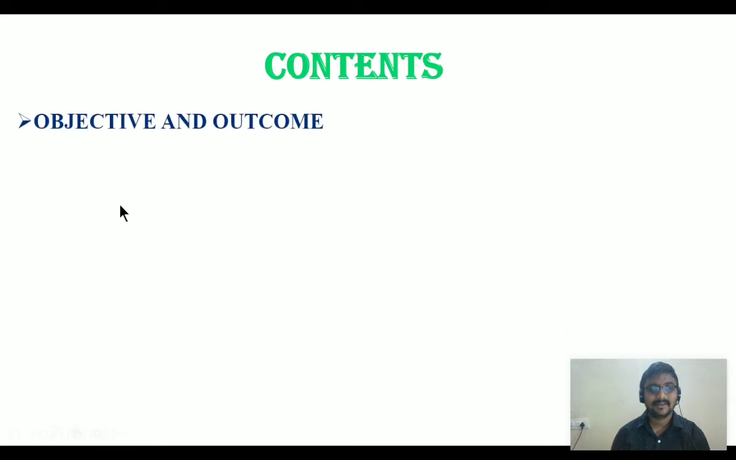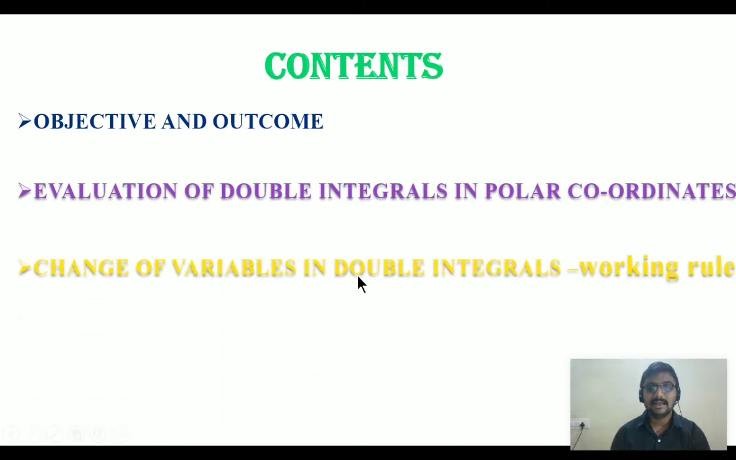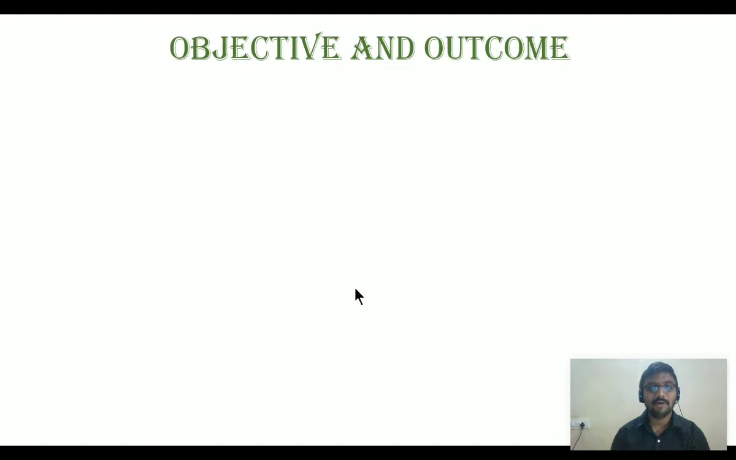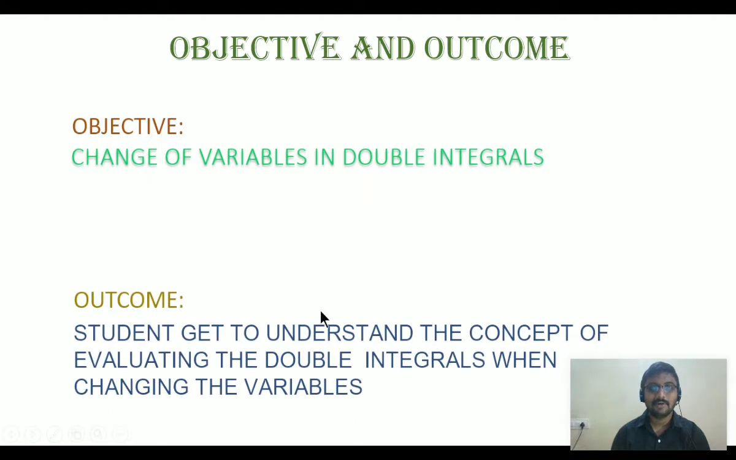Contents: objective and outcome, evaluation of double integrals in polar coordinates, change of variables in double integrals, working rule, and applications. Objective and outcome. The objective is change of variables in double integrals. The outcome will be that students get to understand the concept of evaluating double integrals when changing the variables.